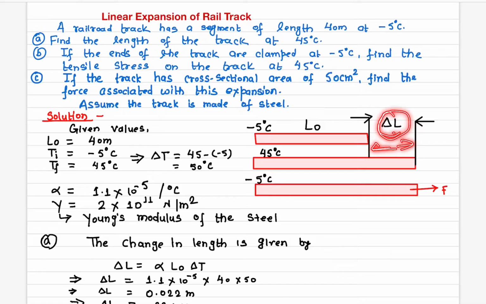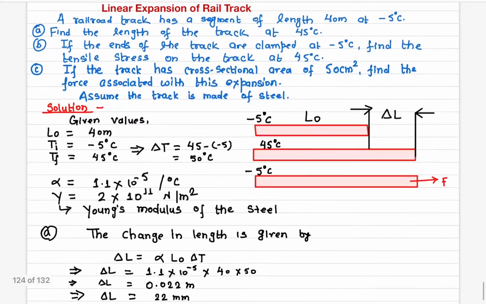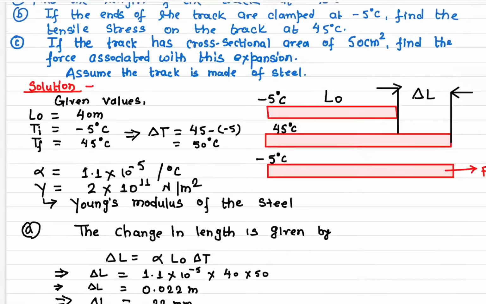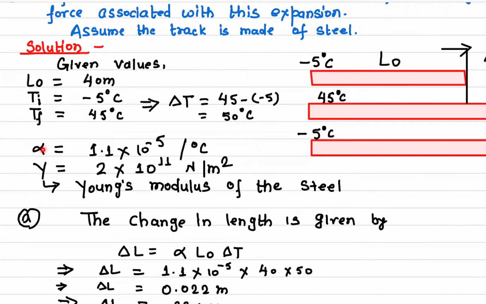The change in the length, or the increase in the length due to increase in temperature, depends upon a parameter called the coefficient of linear expansion, which we denote by alpha. Here the given values are the length of the rod, which is 40 meters, the initial temperature of minus 5 degrees Celsius, and the final temperature of 45 degrees Celsius, so the change in temperature is 50 degrees Celsius. Alpha, the coefficient of linear expansion, is given. And the Young's modulus of the steel is also given. The Young's modulus measures the stiffness of the material.